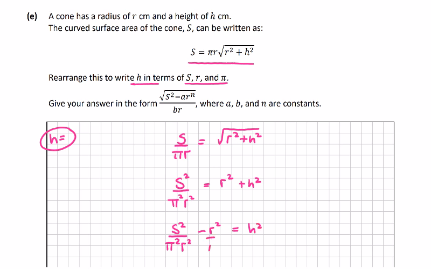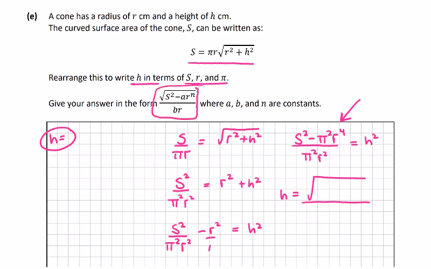If I simplify these as one fraction, I'm going to get s squared minus pi squared r squared times r squared, over pi squared r squared. This will be equal to h squared. And if I take the square root of this, I'm going to get h. So h is equal to, now I think you can see the way they want it looking. They want a square root on top and no square root on the bottom. So I have on top the square root of s squared minus pi squared r to the power 4. And the square root of pi squared r squared is just pi r. So h is equal to this expression here.